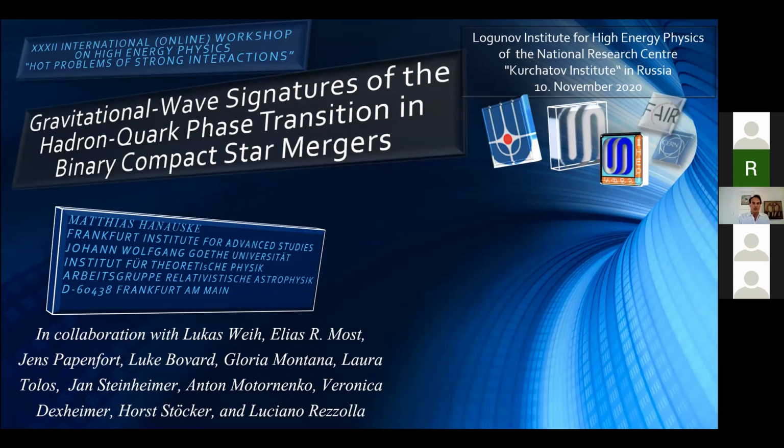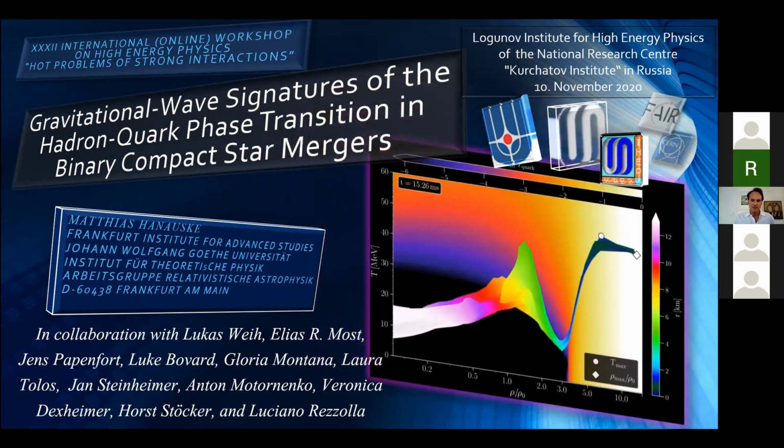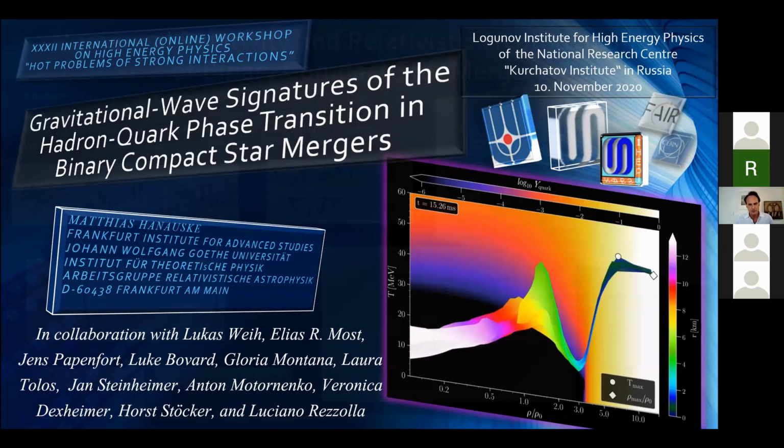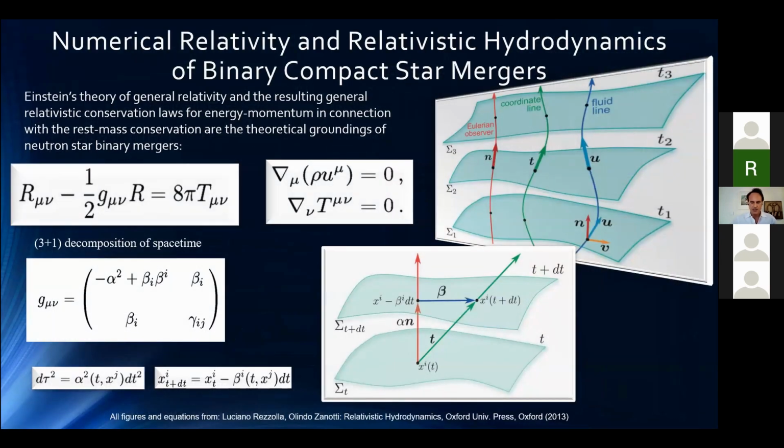Yeah, okay. So today I will talk about the gravitational wave signatures of a Hadron-Quark phase transition in a binary compact star merger. Before I come to the Hadron-Quark phase transition, I will say a little bit about the relativity codes we have, what equations we solve, and how the so-called hypermassive neutron star looks in the interior. And afterwards, I will come to the Hadron-Quark phase transition.